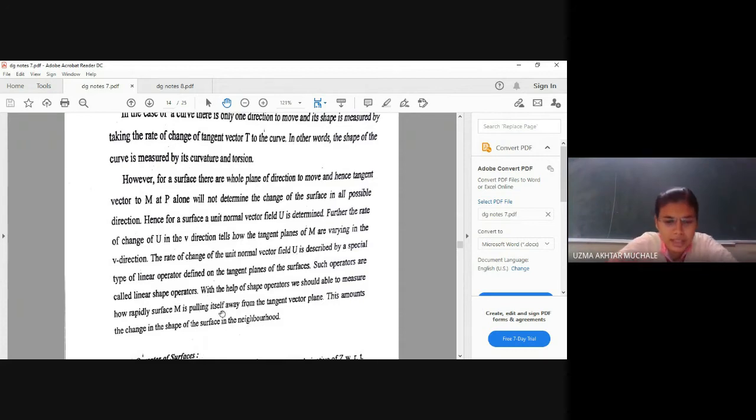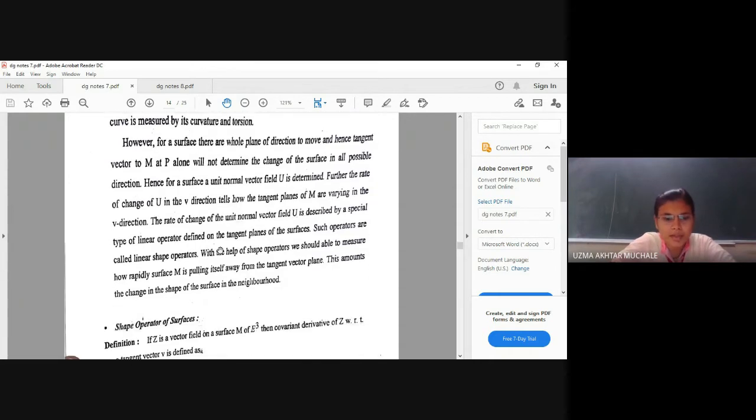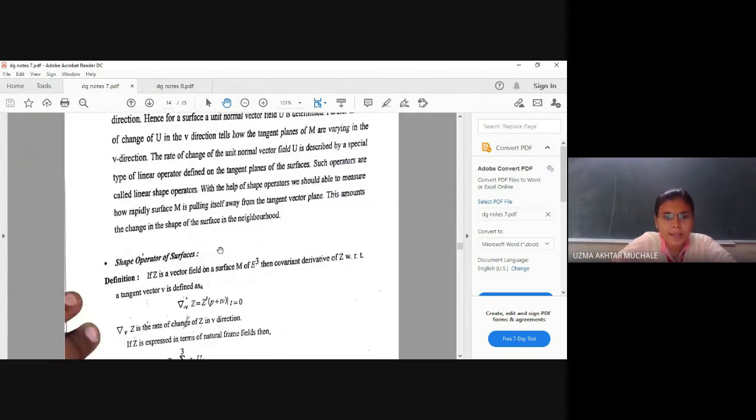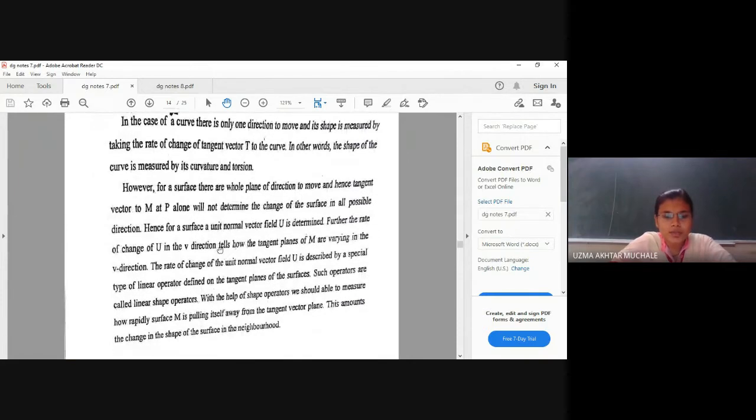Because if you are having any arbitrary shape of a surface, at every point you are getting one tangent plane. So it is not possible to find out the tangent plane for the whole surface. That's why we are going to find out a unit normal, and with the help of the unit normal, we will find out the shape of a surface.